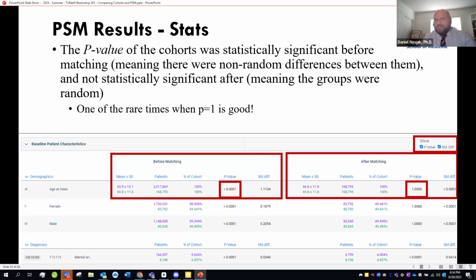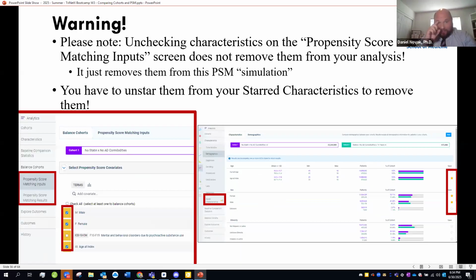So that's pretty much how to read the propensity score matching results, which can be really valuable. And this is really important for understanding what's going on in your numbers. But please do note, this is actually a little bit of a birdwalk in case you have done this before. You're going to see when you're doing your propensity score matching model here, your simulation, that you can uncheck some of these boxes. This does not, I want to just be clear, unchecking the boxes on this screen, the propensity score matching inputs screen, does not remove them from your overall propensity score model that's going to be applied when you do your outcomes later on.